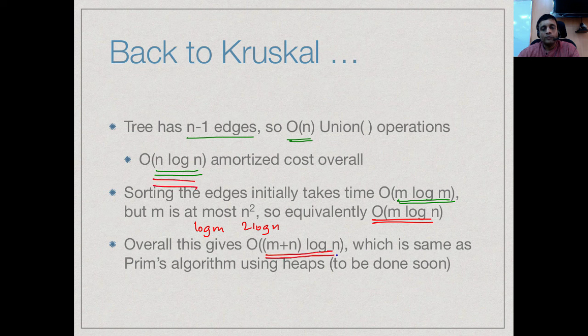If you remember the complexity that we claimed for Prim's algorithm and also for Dijkstra's algorithm, which is similar to Prim's in structure, using heaps, we claimed that those were both of the type m plus n log n if we used a heap to do the minimum distance calculation. Therefore Kruskal's algorithm with a union find data structure essentially has the same complexity as Prim's algorithm using heaps.